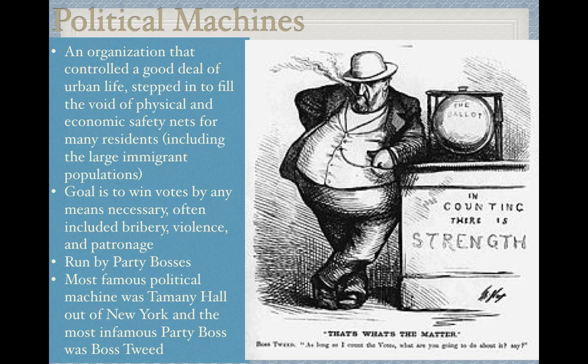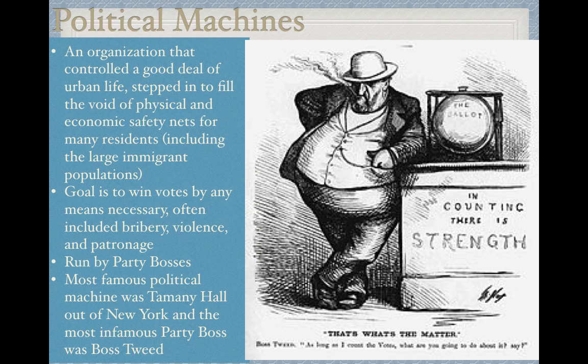In the cities, we have the rise also of political machines. Government didn't do much for people in their daily life. They're not going to set protections for wages. They're not going to help people find and maintain jobs. So what do they do? Well, they provide for safety and security of the nation, and political machines in larger cities did the rest. These are organizations that control a good deal of urban life. They step in to fill the void of physical and economic safety nets for many residents, including large immigrant populations who didn't know anything else in terms of an American experience.